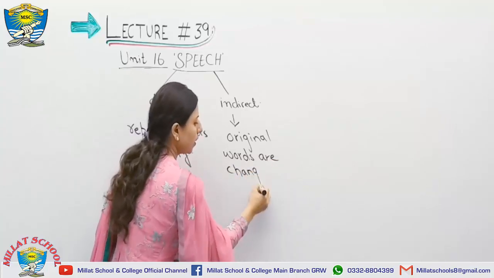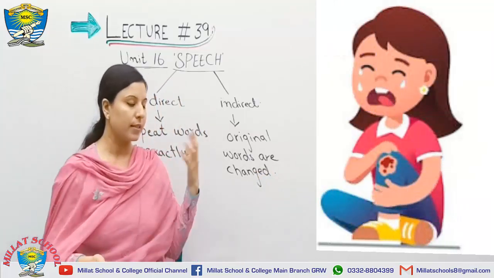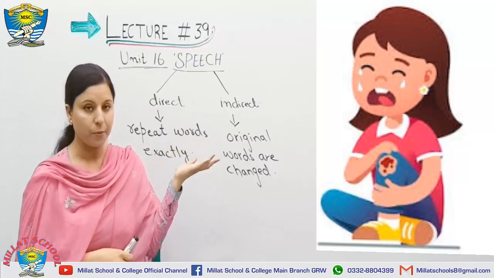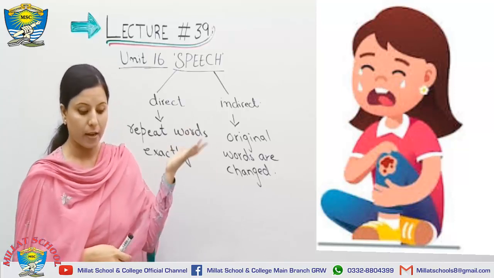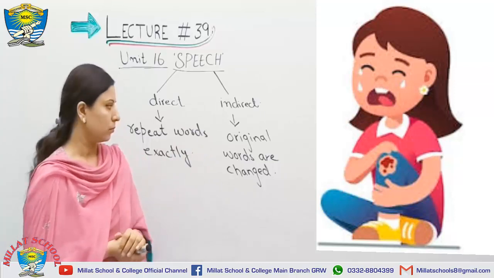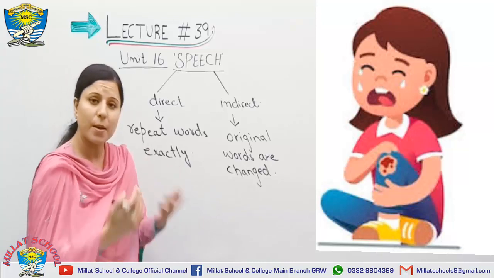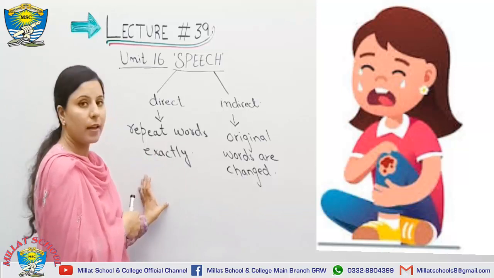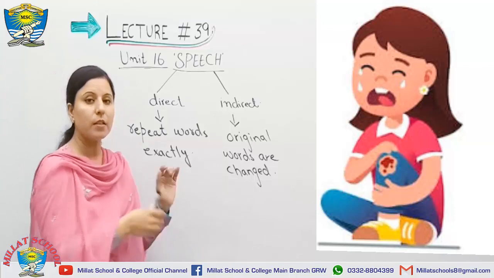So what do you mean by this? For example, in this image you can see that she is saying, I have hurt my leg. So how? She said or he said, I have hurt my leg. I'm just simply talking about exactly what he or she has said. It means that I am talking about his speech directly. So this is the direct way.